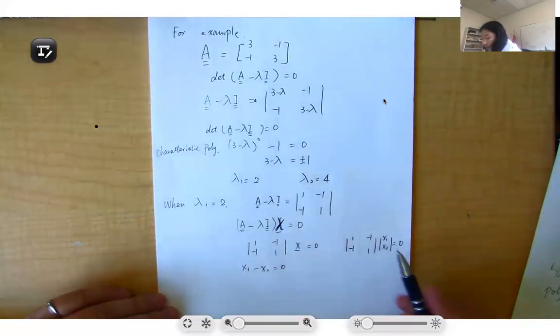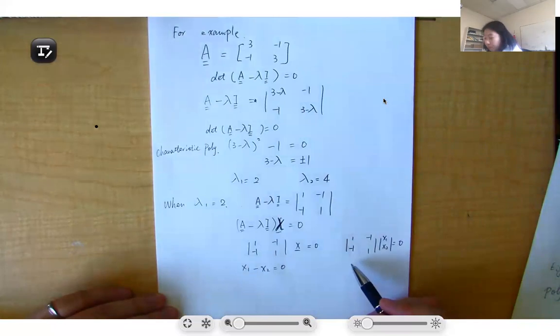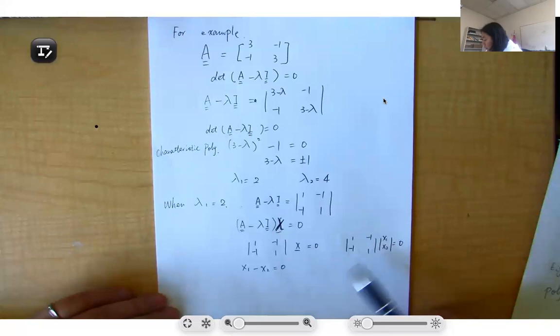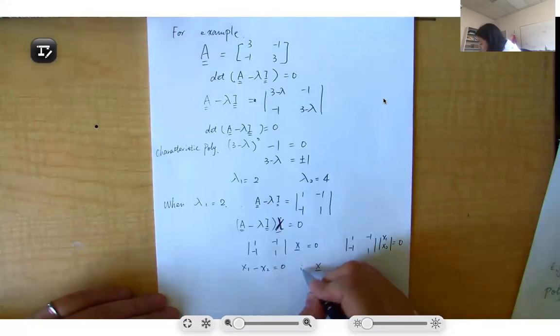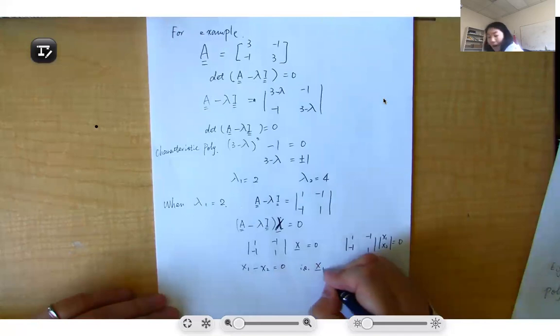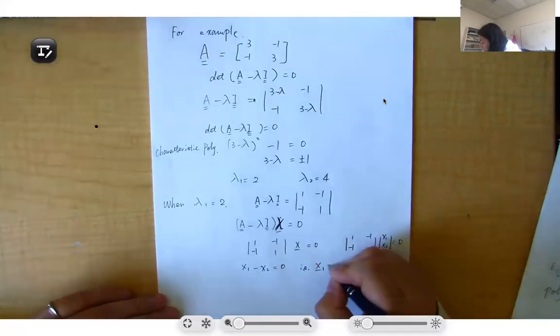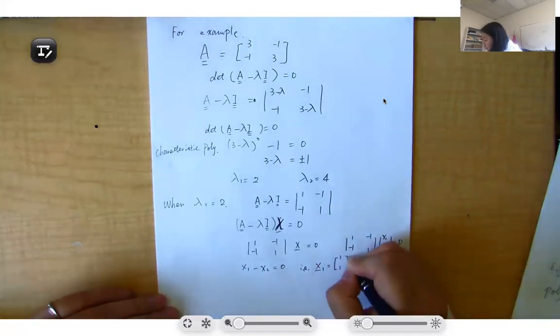The second equation gives you the same thing, because the rank of this matrix is just 1, so the equations are repeating. So x1 minus x2 equals 0. Then you can make, for example, one of the eigenvectors (1, 1). Okay.